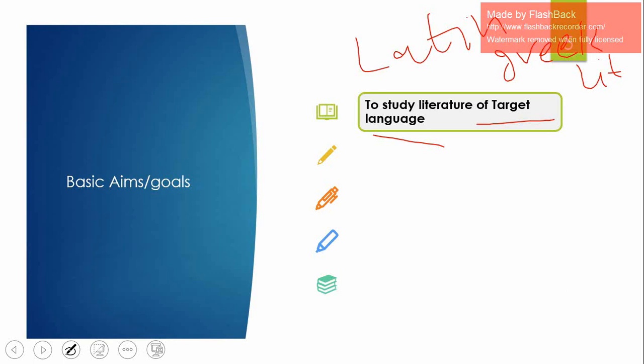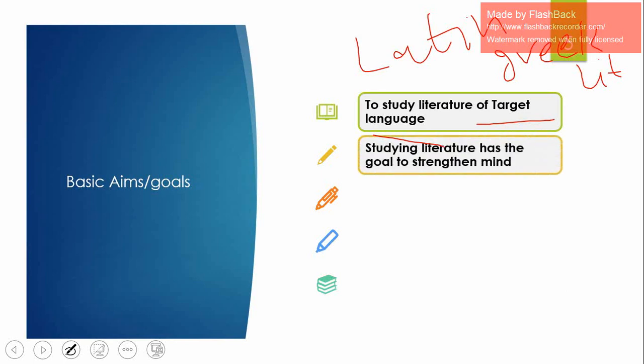Next, studying the literature has the goal to strengthen the mind. So the basic aim was to study the literature, and the aim of studying literature was to strengthen the mind and to empower the mind with wisdom and knowledge.